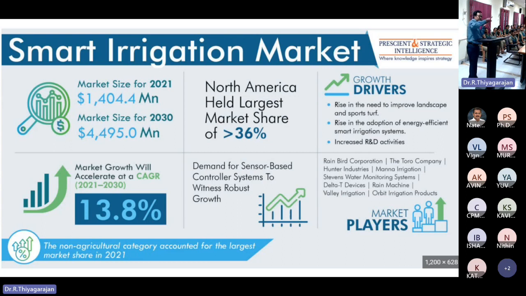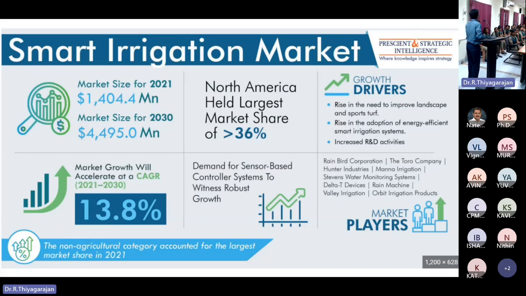10 lakhs. So what is the amount of lakhs, dollars converted to rupee? That is the potential. Now this is only a forecast. Let us not be bogged down by those numbers. Of course, if that is the potential, do we have an opportunity or scope for irrigation engineers once you pass out of this college? Yes.